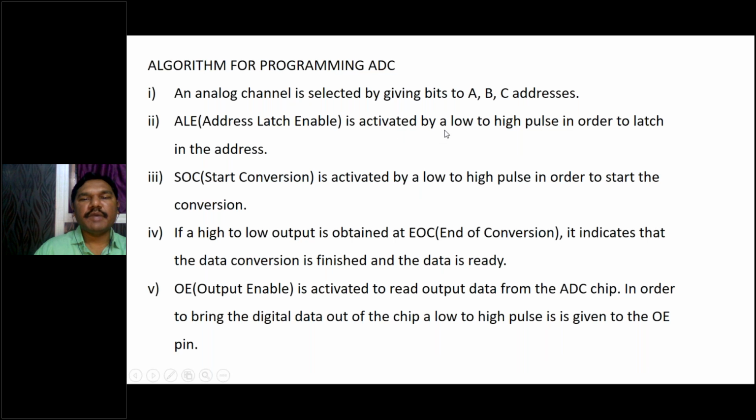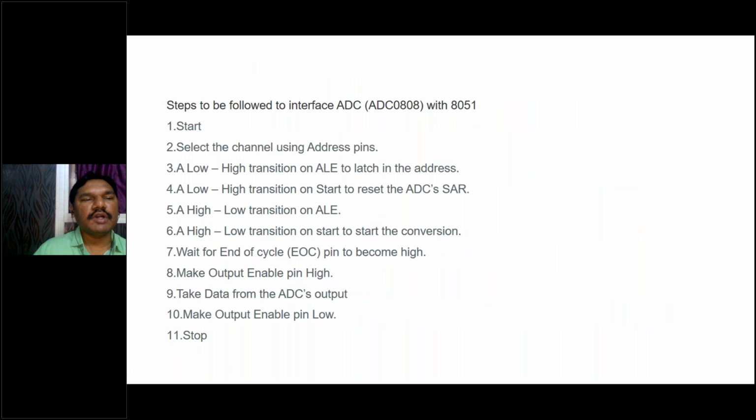Next, ALE is activated by a low to high pulse in order to latch the address. Start of conversion is activated by a low to high pulse in order to start the conversion. If a high to low output is obtained at EOC, end of conversion, it indicates that the data conversion is finished and the data is ready. OE stands for output enable, and it is activated to read the output data from the ADC chip. In order to bring the digital data out of the chip, a low to high pulse is given to the OE pin. This is one more algorithm I have taken from some other source.